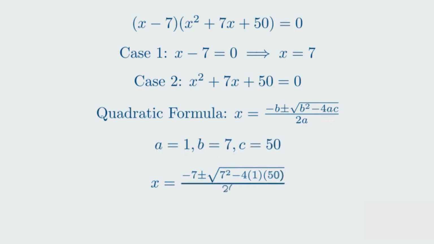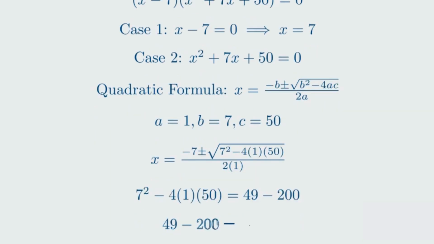Let's substitute these values into the formula. Let's calculate the value inside the square root, which is called the discriminant. We have 49 minus 200. This gives us negative 151. The discriminant is negative. A negative discriminant tells us that the quadratic equation has no real number solutions.